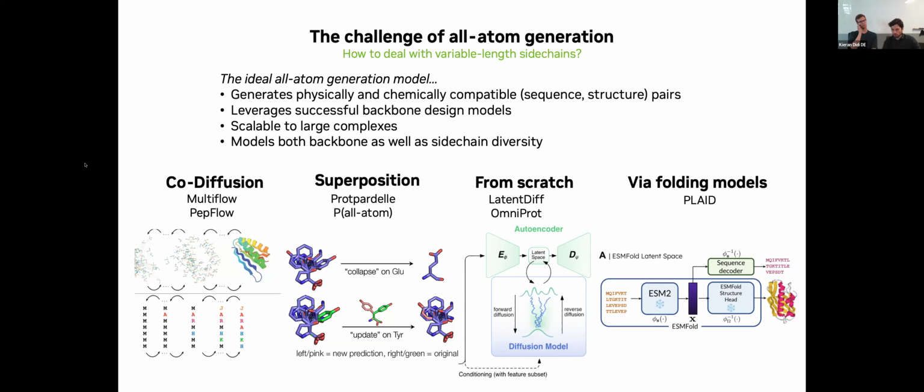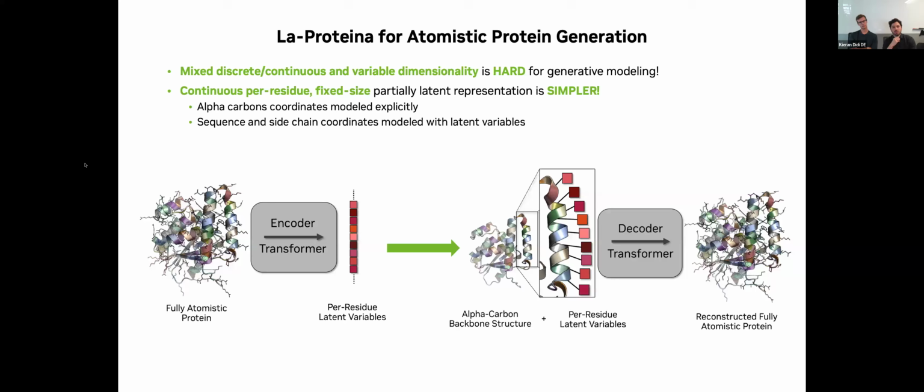And finally, we want to model, of course, all the distributions properly: the backbone, the side chains, and the sequence. We want to capture the diversity in these spaces as well. And this motivated us to go for this partially latent representation. As I said before, this mixed discrete continuous variables and this variable dimensionality presents a challenge for generative modeling.